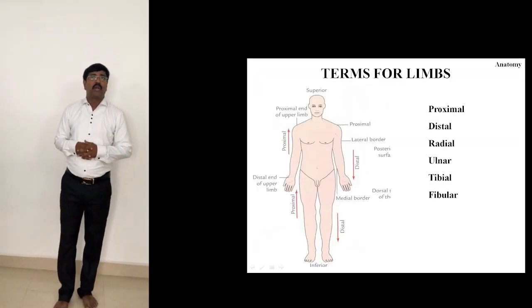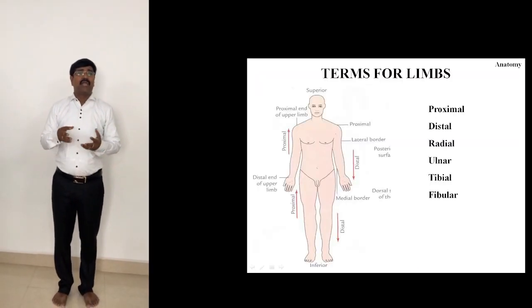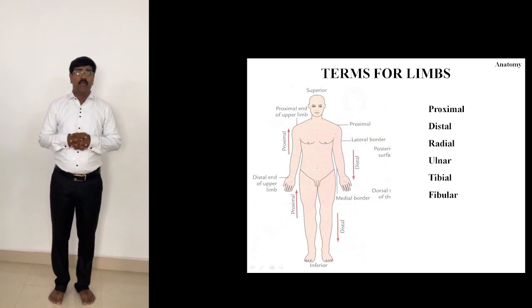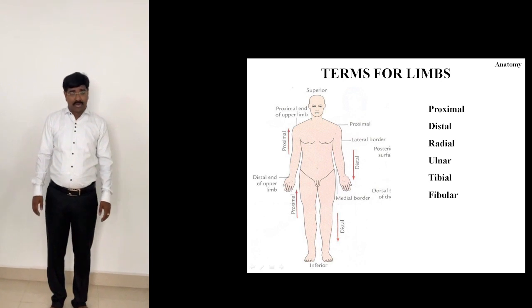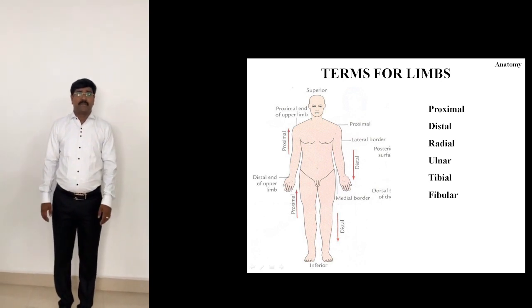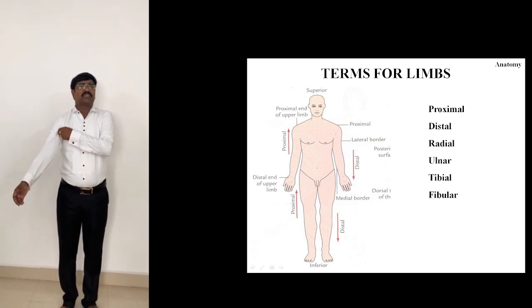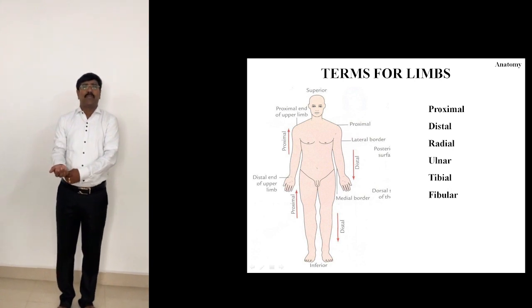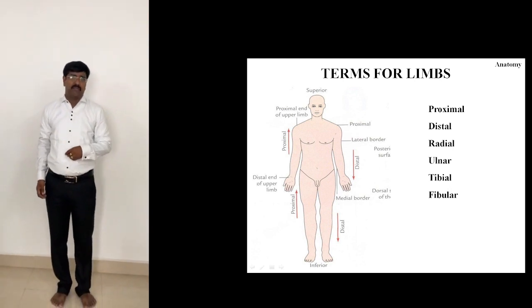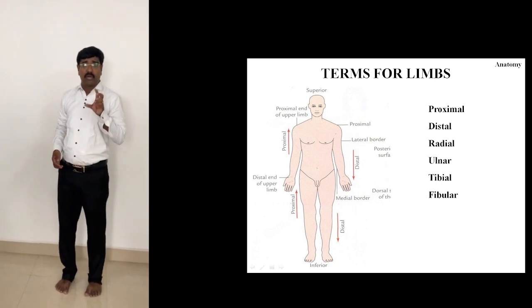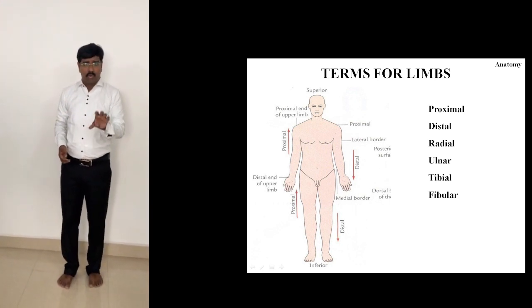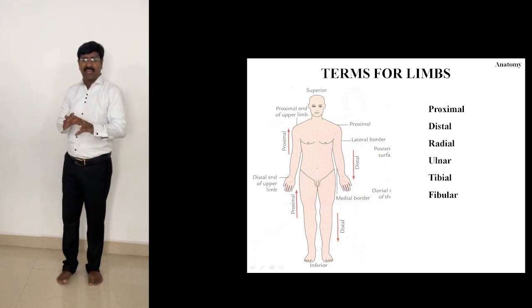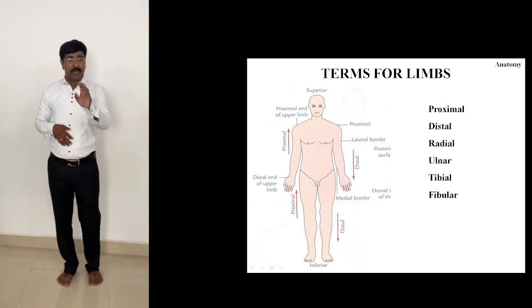Next terminologies. We will go limb-wise: upper limb terminologies and lower limb terminologies. Because we still haven't started the skeletal system, it might be a little bit difficult, I feel. But I will try my best to incorporate the knowledge of medical terms into your brain. So don't be in a hurry, or wonder when this class will be over. It will be over soon, don't worry.